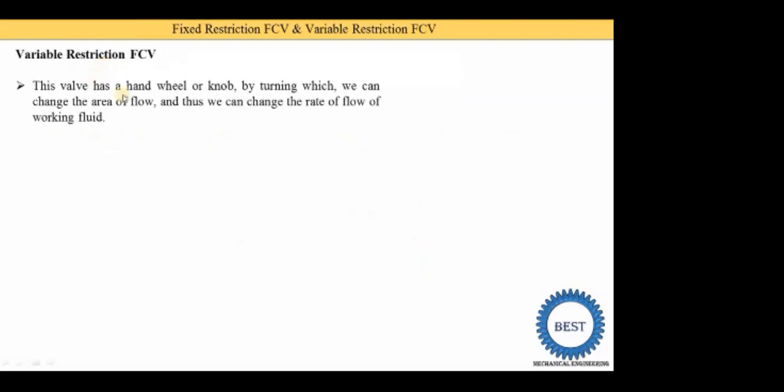So this valve has a hand wheel or a knob. So one hand wheel is provided. At our home the water tap is there. It is a simple example of the variable restriction FCV. So by using this hand wheel, we rotate the knob, and when we rotate the knob more, the water comes with higher flow rates.